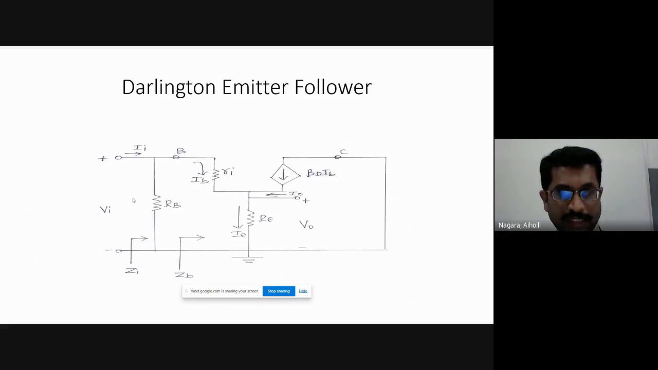I told in the last class, the AC equivalent circuit is almost the same as that of the normal emitter follower, but in the normal emitter follower, here we have Re, but here we are having Ri because it is a Darlington pair, 2 transistors. And here we are having for normal emitter follower beta IB. For Darlington emitter follower, we are having beta D IB. That is the only change. Rest of the things are same.